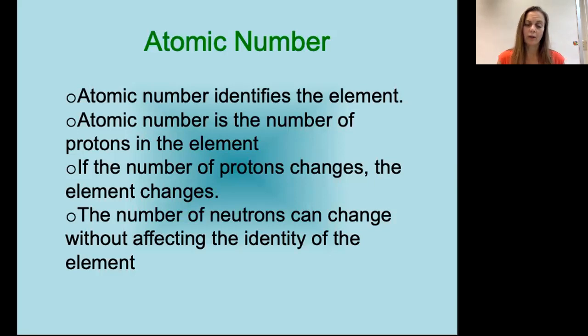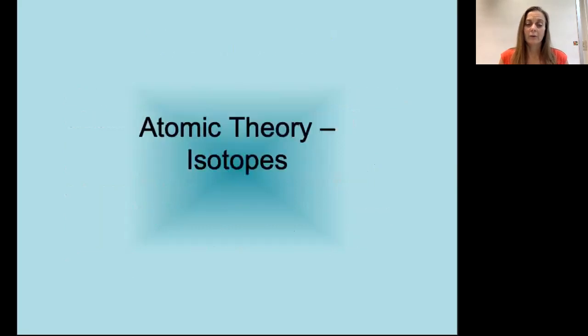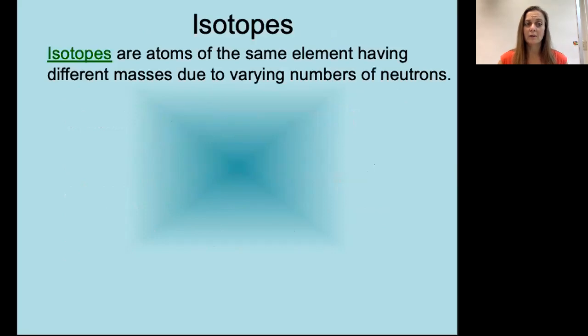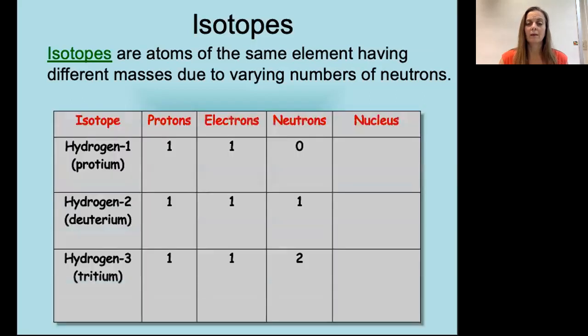All right, so if neutrons can change, we call those things isotopes. An isotope is an atom of the same element that has a different mass because the number of neutrons varies. If we look at hydrogen, the most common form of hydrogen is hydrogen 1. It has 1 proton, 1 electron, no neutrons. So it has 1 proton in its nucleus, and that's it. And it has a mass of 1.